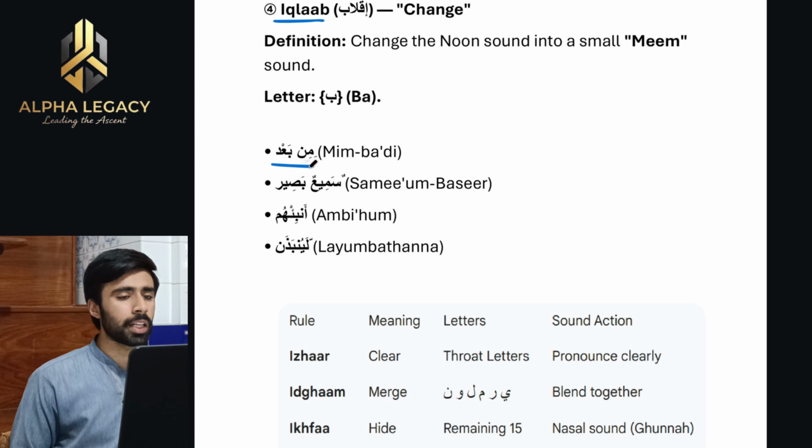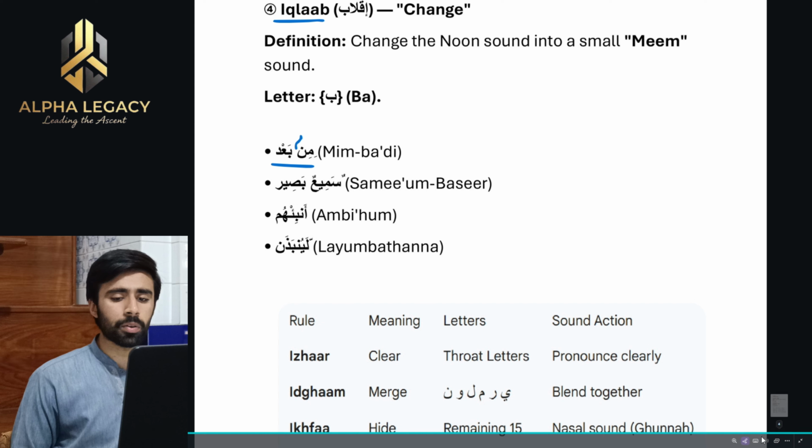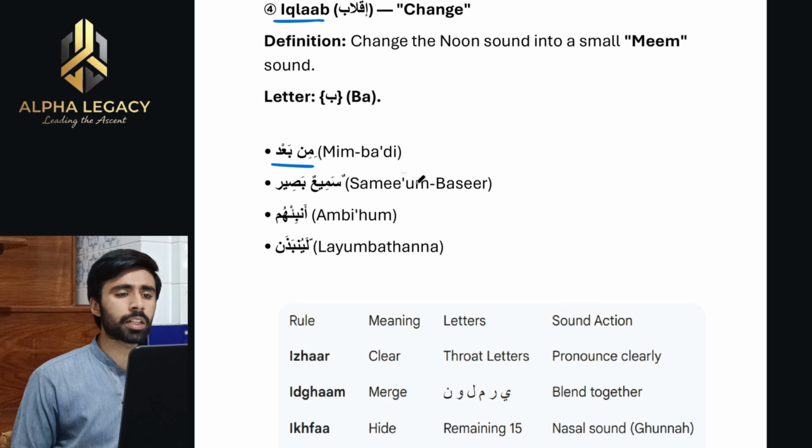Mim Ba'di. Sometimes a little Mim is written on the top of the word which comes before the letter Ba. So we have to pronounce it like Mim Ba'di. And remember that in Iqlab we have to change the Noon sound into the Mim sound.